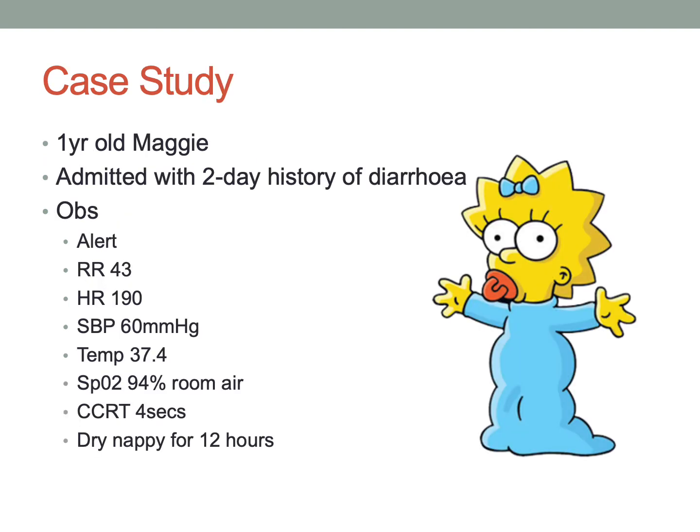Thinking about children now, we have 1-year-old Maggie, who has had a 2-day history of diarrhoea. On assessing Maggie, you find she's alert with a respiratory rate of 43 and a heart rate of 190. She has a systolic blood pressure of 60 and a temperature of 37.4. Her oxygen saturation is 94% on room air. Her central capillary refill time is 4 seconds, and her parents report that she's not had a wet nappy for 12 hours.